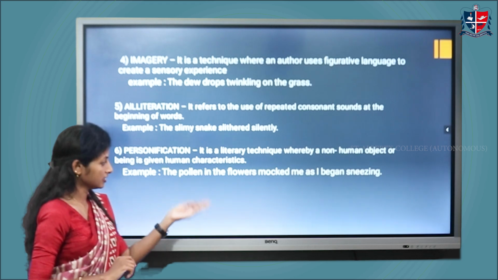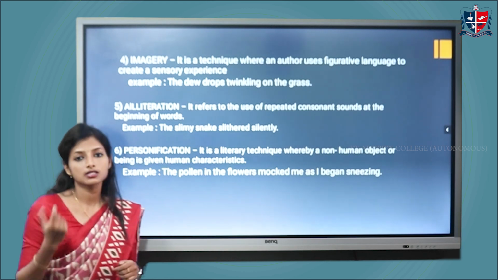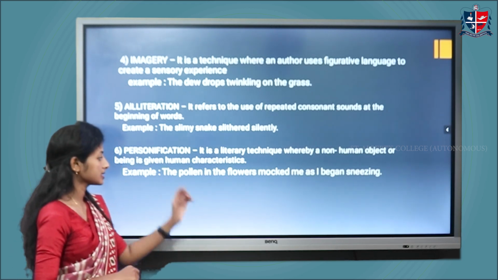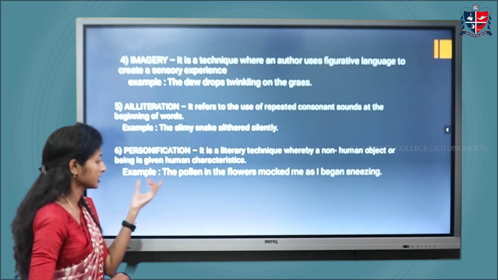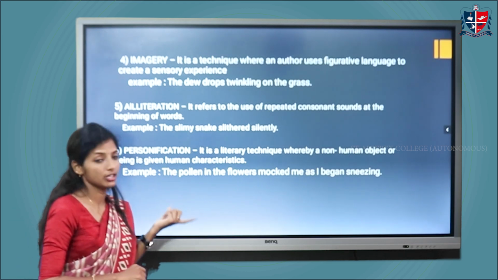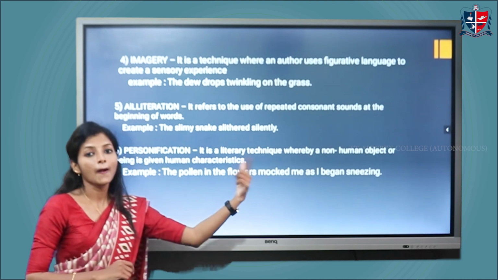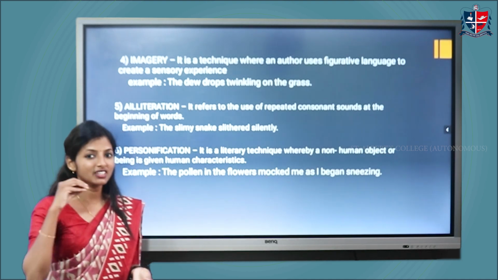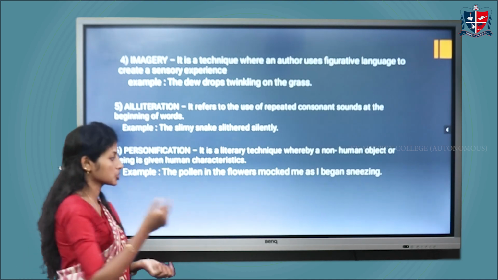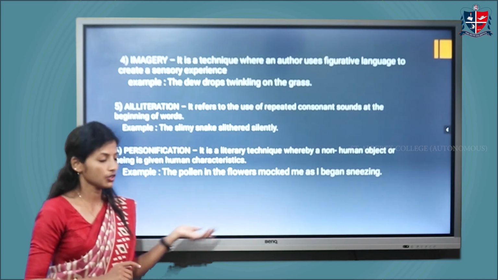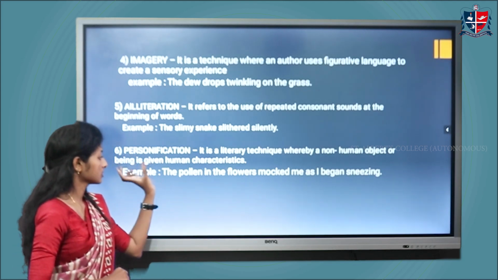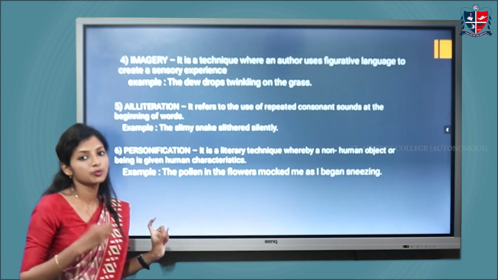Example, the pollen in the flowers mocked me as I began sneezing. Here the author is giving a human attribute to the pollen grains of a flower and saying that it mocked me as I began sneezing. So that is giving some kind of artistic element to those lines. Here the pollen is given human attributes.